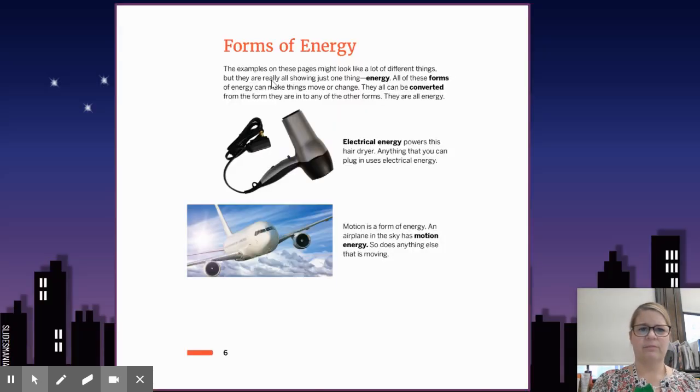Here's page 6. Will you look at page 6 and follow along as I read.